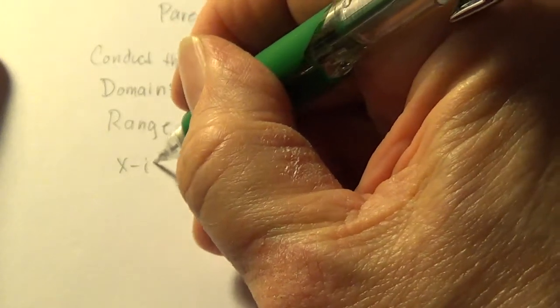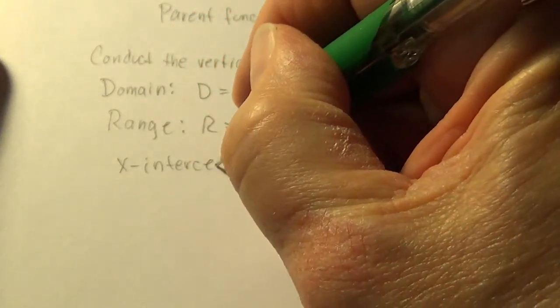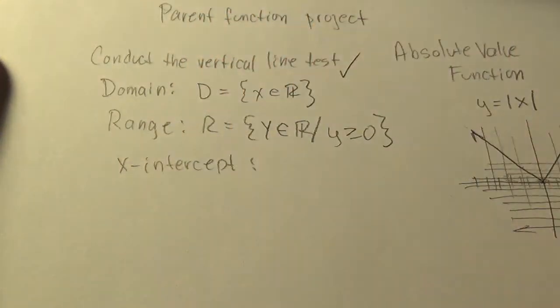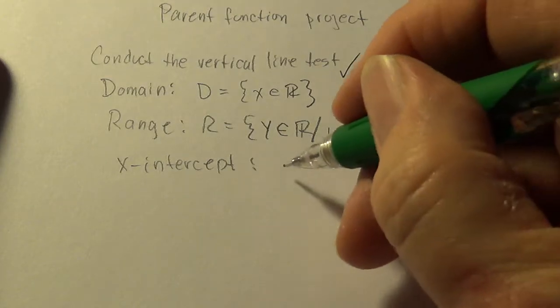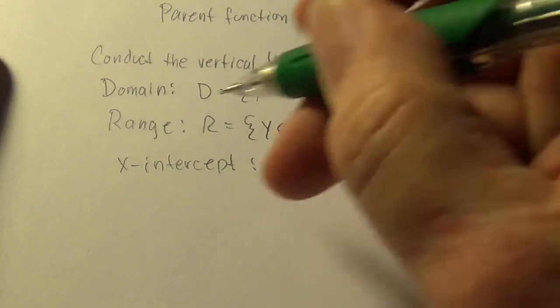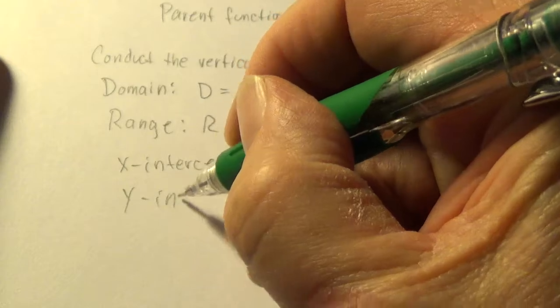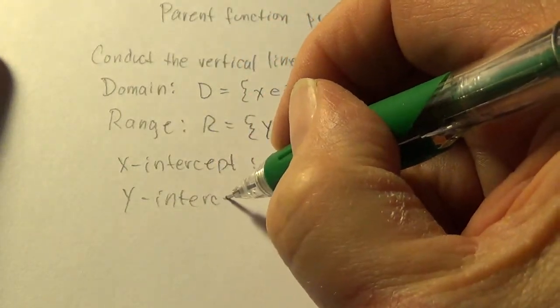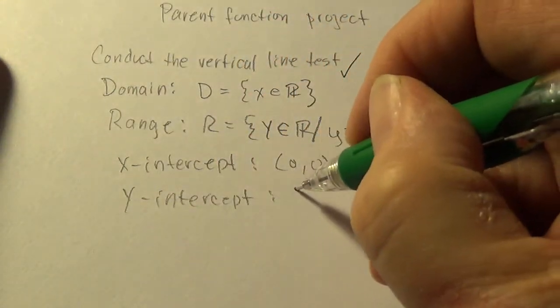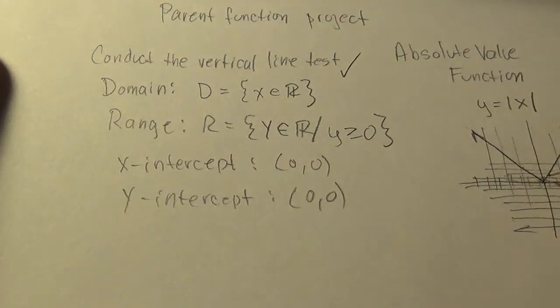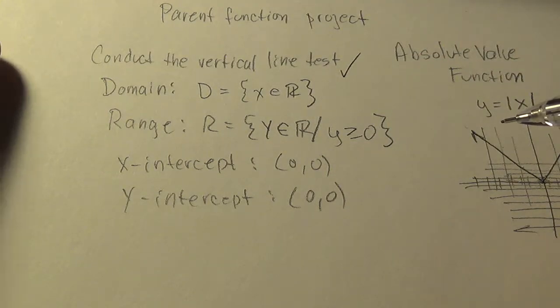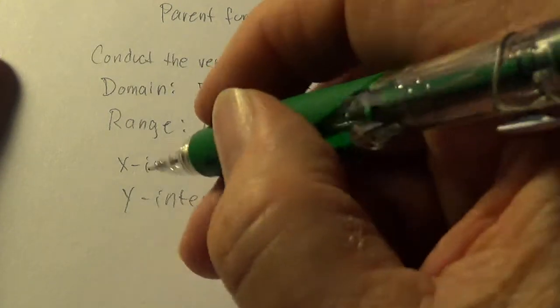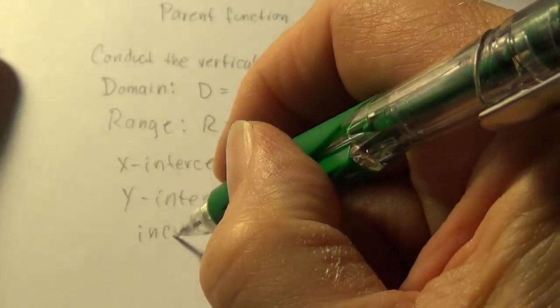X-intercept. Where does this function cross the x-axis? At 0, 0. What is the y-intercept? Where does it cross the y-axis? Also 0, 0. And no other y and x-intercepts. Where is it increasing?